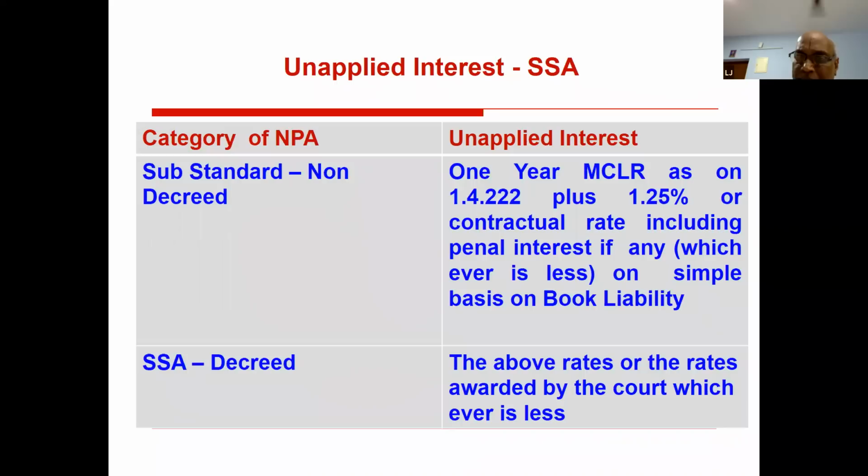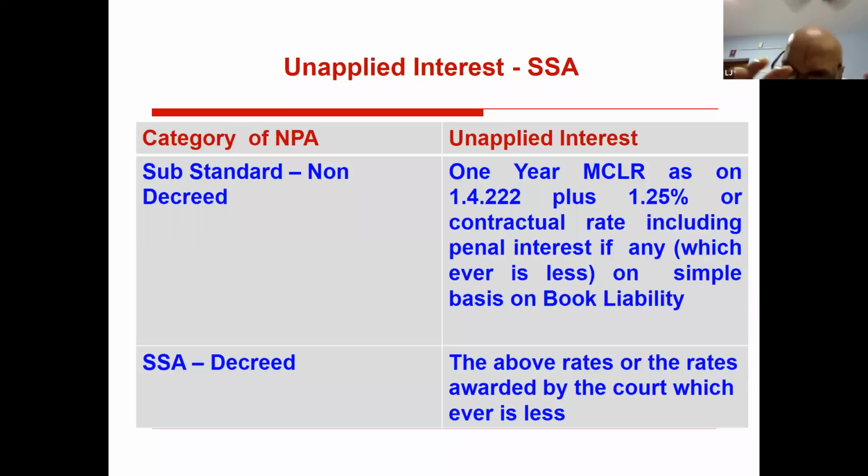At the time of calculating, you find out if it is a substandard asset, non-decreed account. Then you apply this formula: MCLR plus 1.25 only, or the contracted rate, whichever is less. In that case, there will not be any sacrifice. But this unapplied interest calculation is for internal purpose. Actually, he has to give you something more.